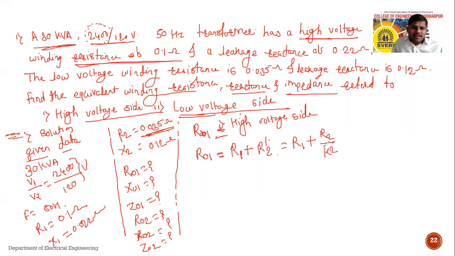Do you have the value of K? No. First of all, calculate the value of K, right? The value of K is the transformation ratio, V2 divided by V1. So what is the value of V2? 120, divided by V1, which is 2400. It is 1 divided by 20, which is 0.05, the value of K.